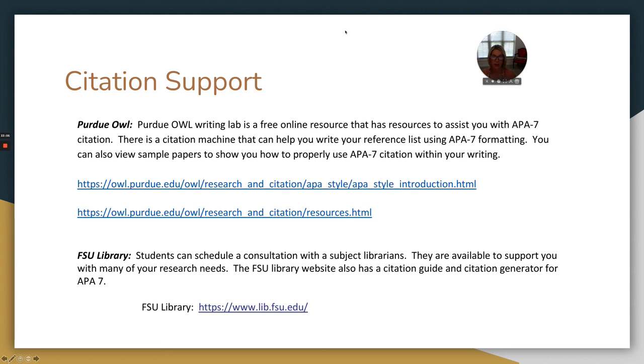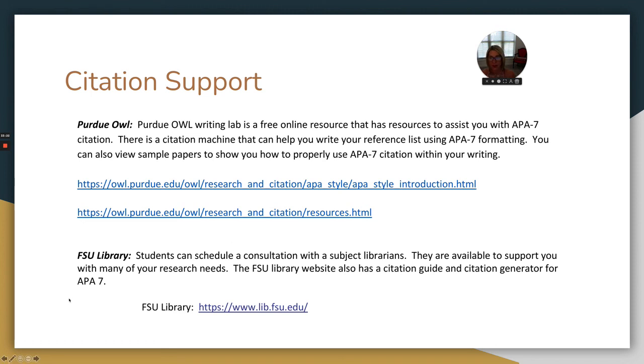And I've included two different websites. The first one is where you'll see the citation machine, and then another is just some additional resources that can help you with APA 7 format.